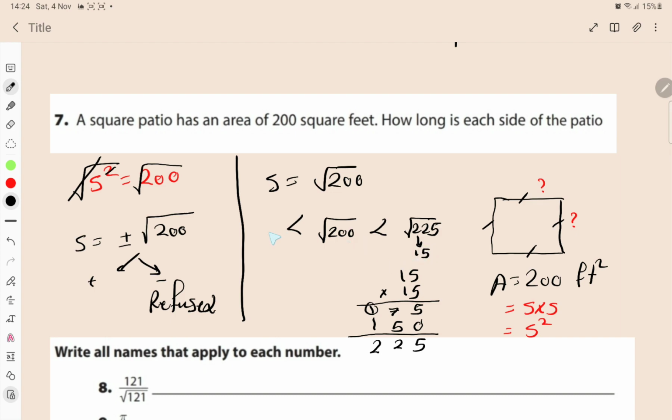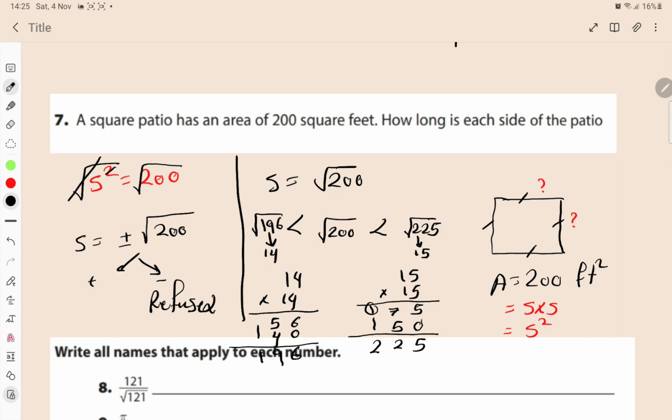What would be the lower estimate? It might be 14. 14 times 14, let's see. 4 times 4, 16. 6 and carry up 1. 4 times 1 is 4, plus 1 is 5. Put the 0. 1 times 4 is 4. 1 times 1 is 1. So add: 6, 5 and 4 is 9, 1. So 196. Square root of 196 is 14.